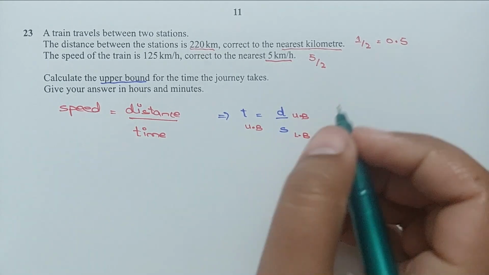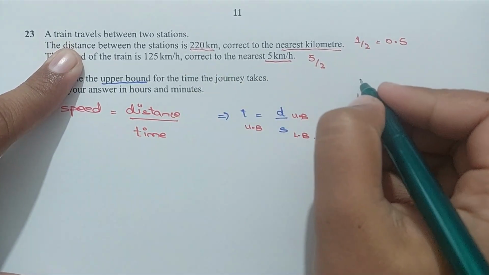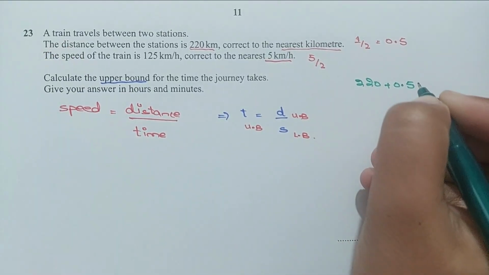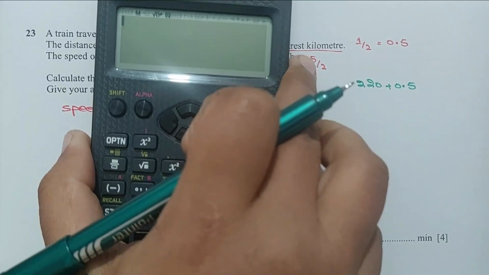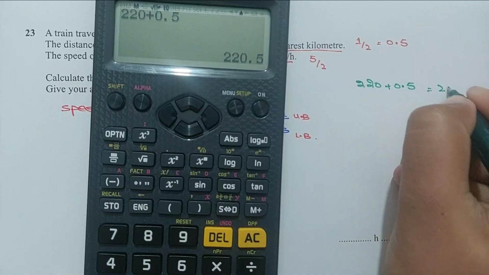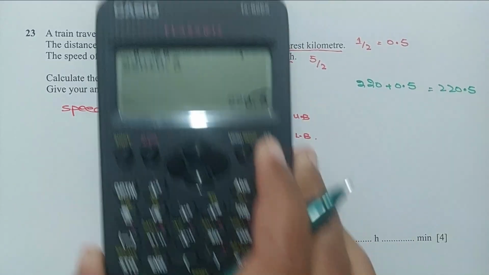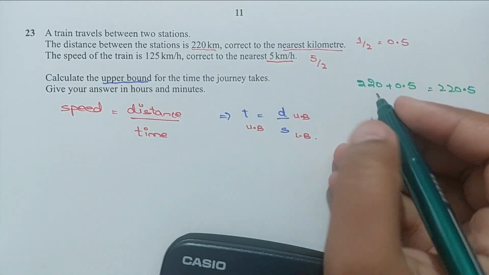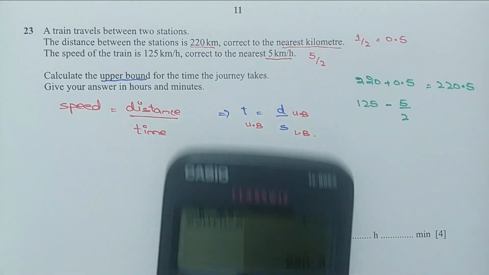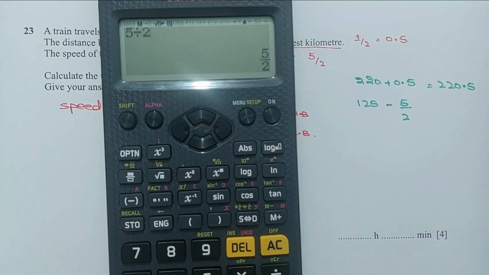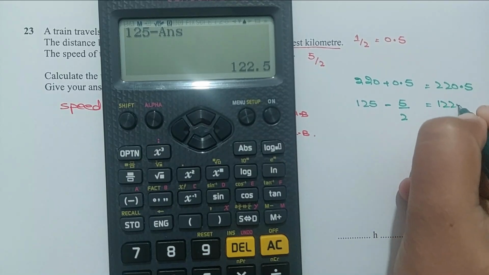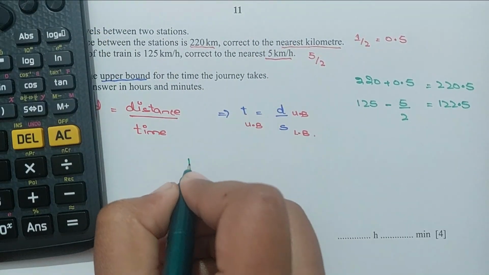So we have to find the upper bound of distance. The upper bound of distance is 220 plus 0.5. For upper bound, we have to add, right? So 220 plus 0.5 is 220.5. And the lower bound of speed we have to work on. Speed is 125. We have to subtract 5 by 2. So 5 by 2 and 125 takeaway, the answer is 122.5, right?